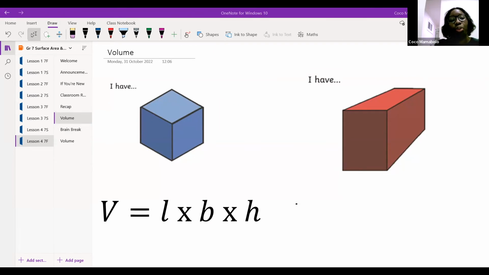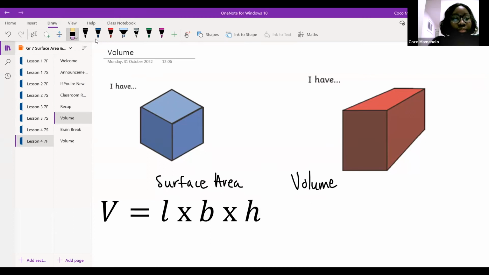All right, now we're going to be talking about volume. Now, can anybody tell me what is the difference between surface area and volume? Somebody tell me. Who knows? Who can tell me what the difference is? Your hand is still up, so I'm assuming you can tell me what the difference is. Oh, okay. Ma'am, I think volume is how much a shape can hold.